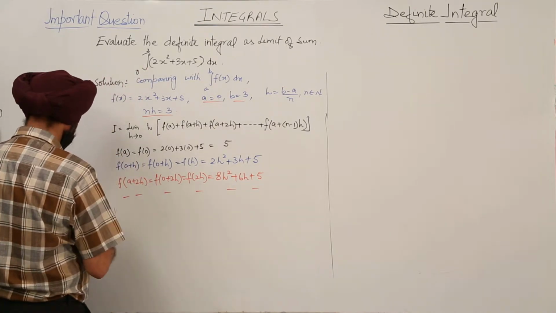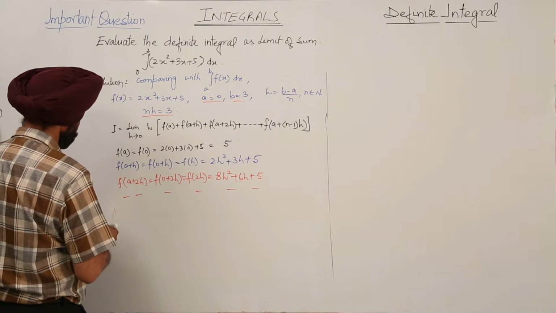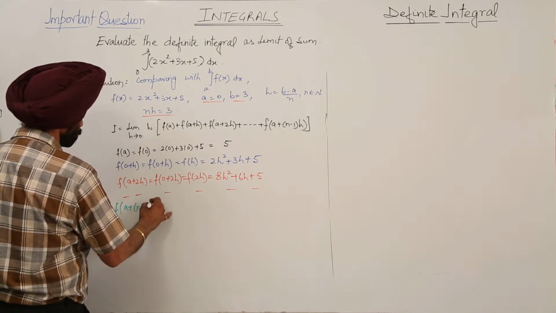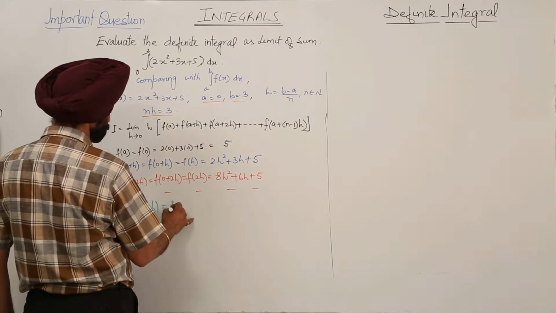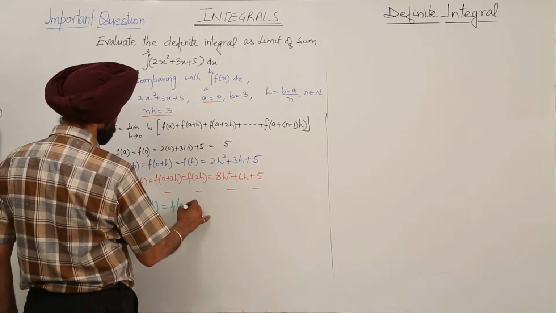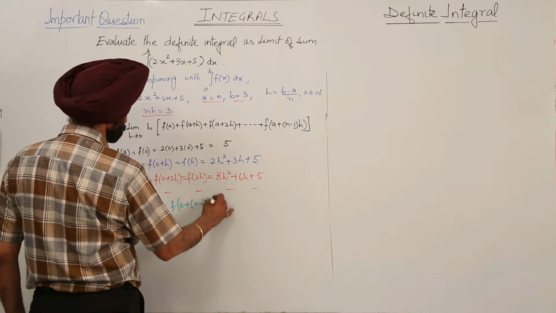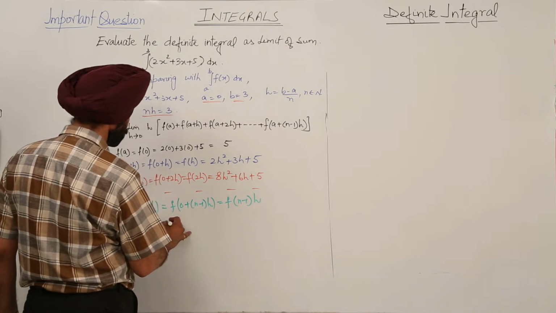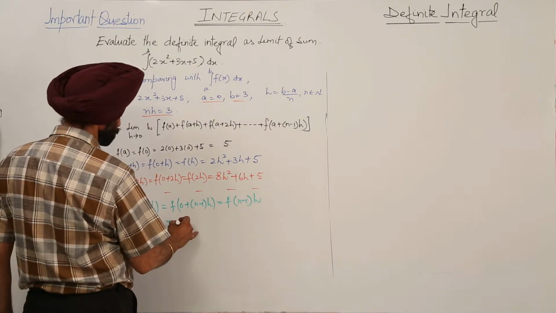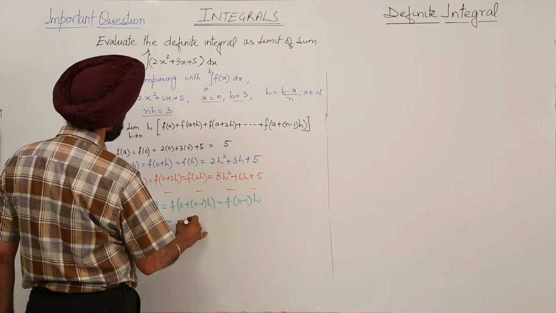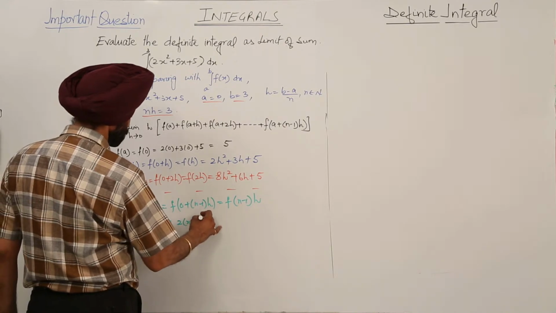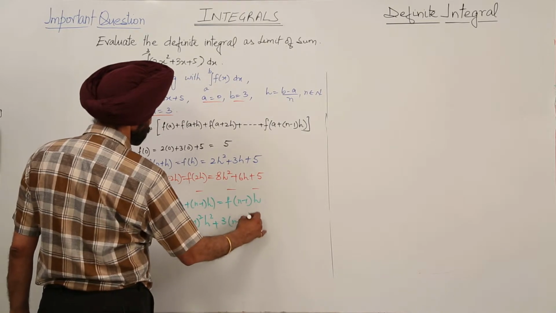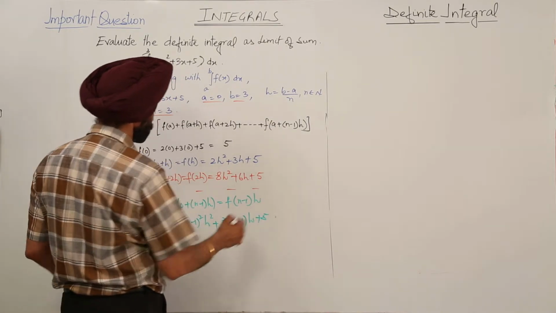f(a+(n-1)h) is equal to f(0+(n-1)h), f of (n-1) with h. Now what we are having? We are having 2(n-1)²h² + 3(n-1)h + 5.